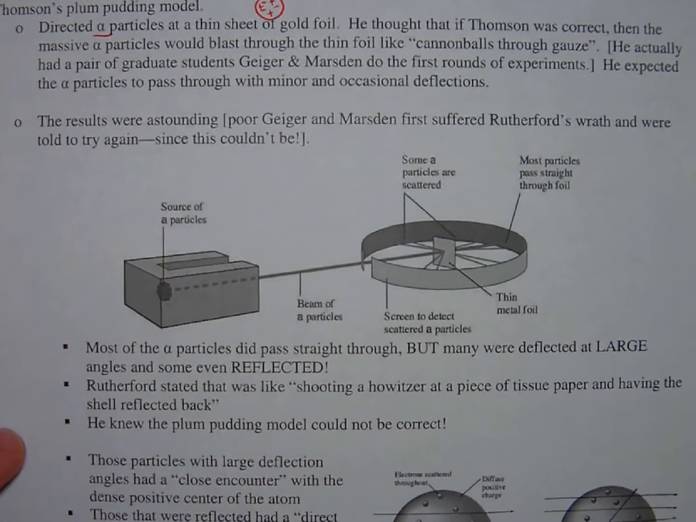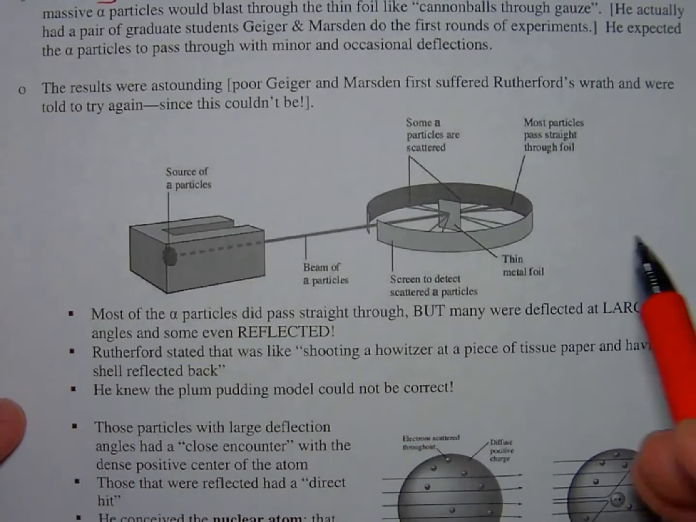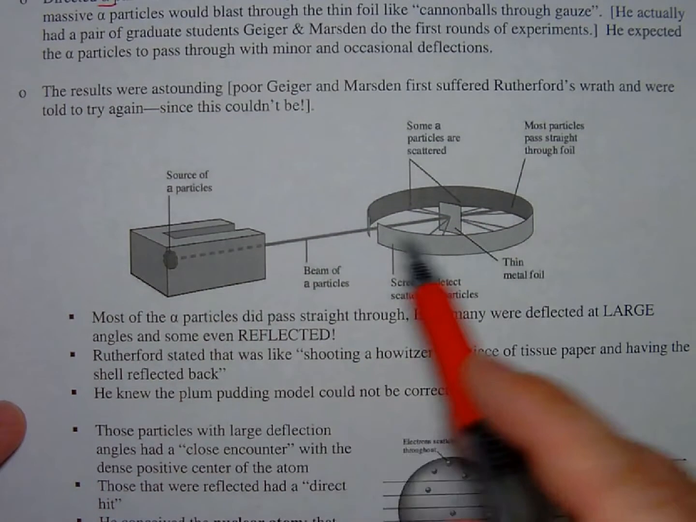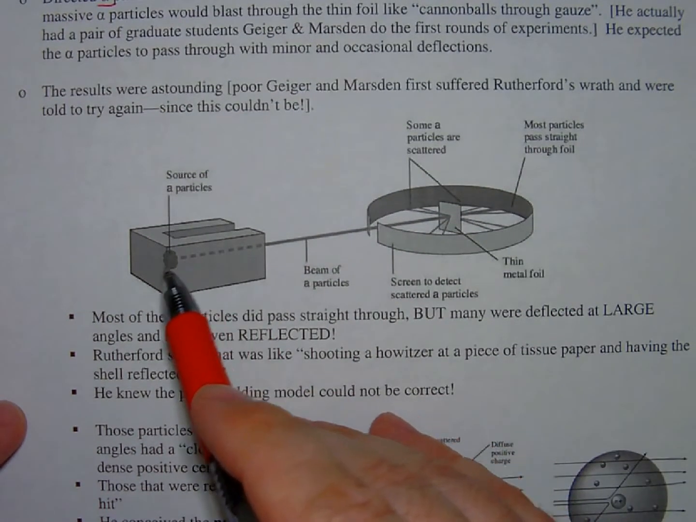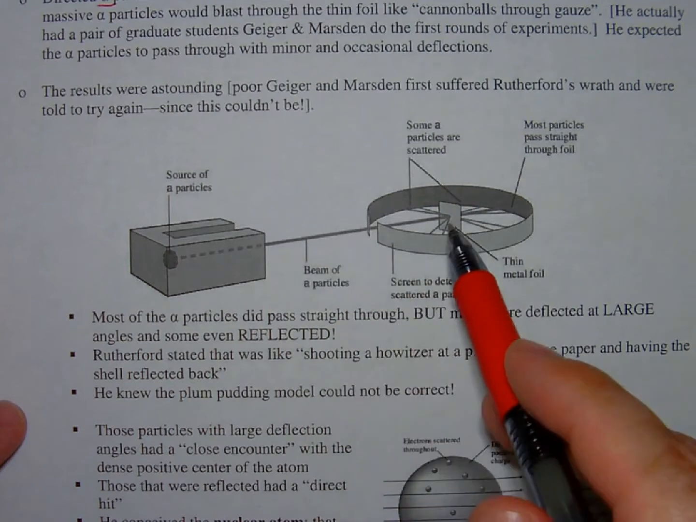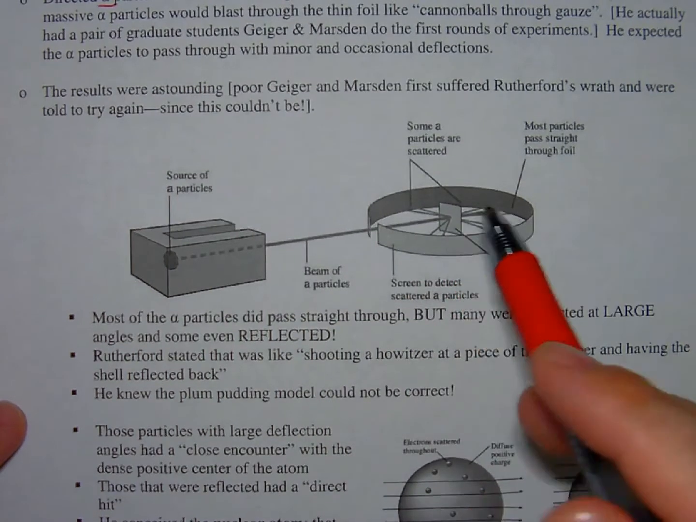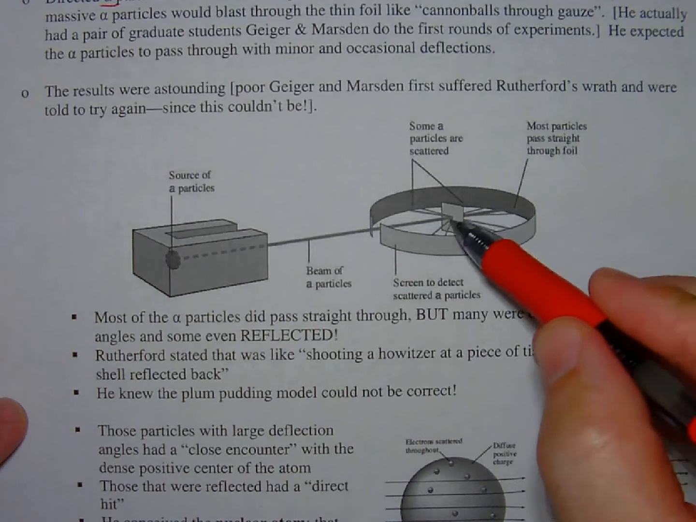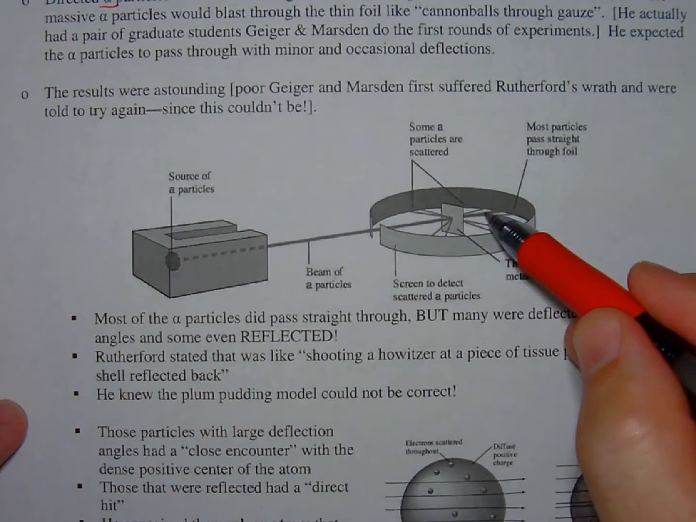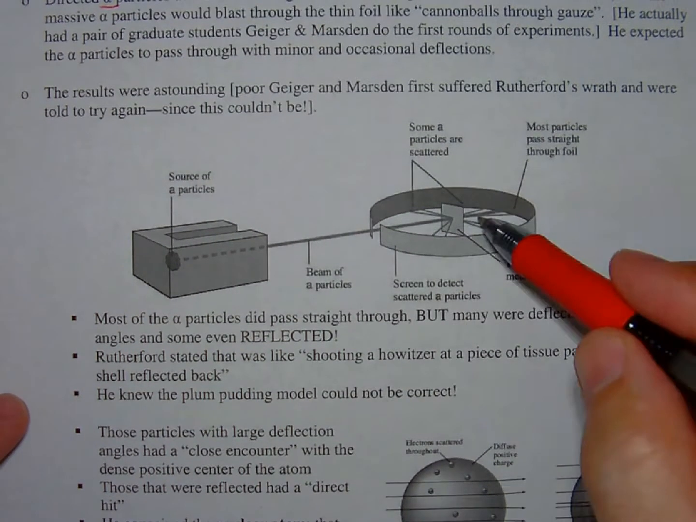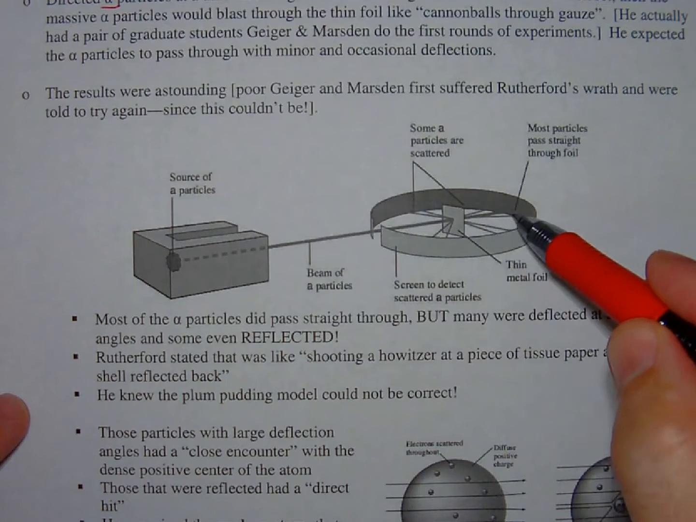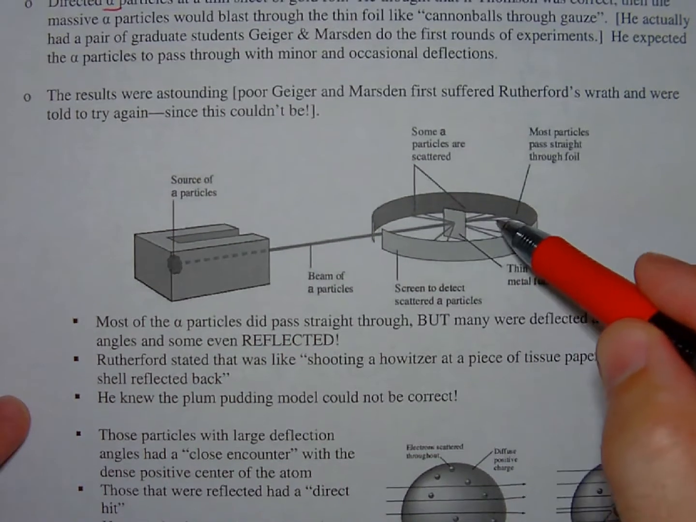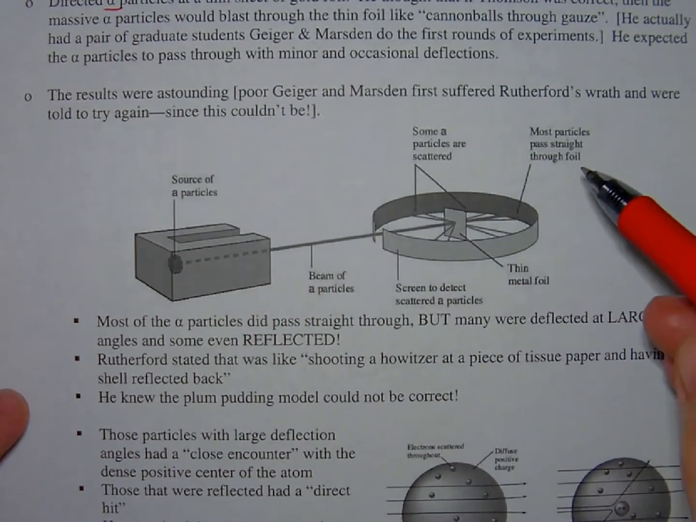And in fact, when they actually ran the experiment, right? So here's a little depiction of the experiment. Here's the source of the alpha decay, and so the alpha particles are shot this way. Here's the little gold foil. So these paths of the alpha particles down here were the expected paths, right? Straight through or with minor deflections, and they would be pretty occasional, not that frequent.